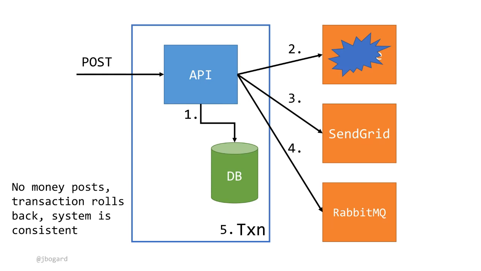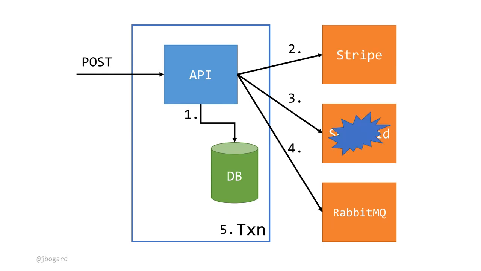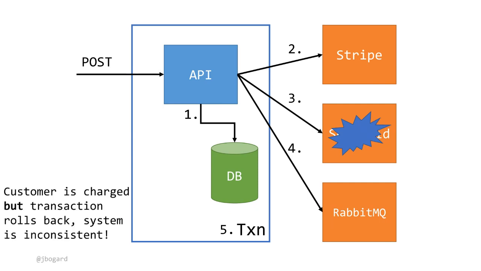What happens when SendGrid goes down? So this is why Bill had that really worried look on his face. We have made the call to the database. We tried to insert a row. We made a call to Stripe, and Stripe succeeded this time, so we've actually charged the customer. We tried to tell the customer that we've received their order, but the call to SendGrid failed. So we get an exception. The transaction rolls back. However, the customer is still charged.